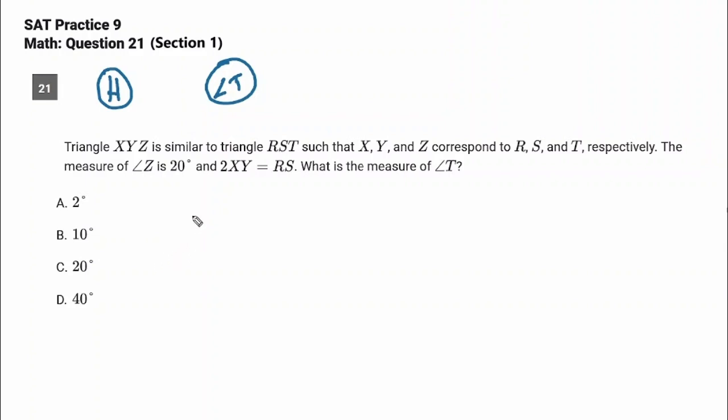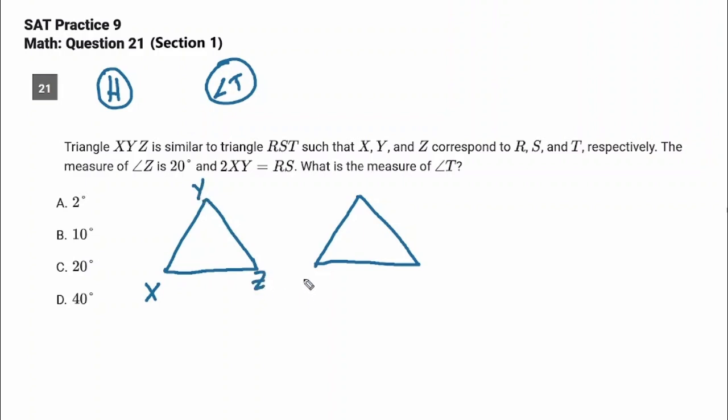It does not say these triangles are right triangles or anything, so just draw triangles like you would in second grade. It says that X, Y, and Z correspond to R, S, and T. That means they're in the same places, so it doesn't matter where they go as long as you put them in the same places. It says angle Z is 20 degrees, all right? But the most important word here is similar.